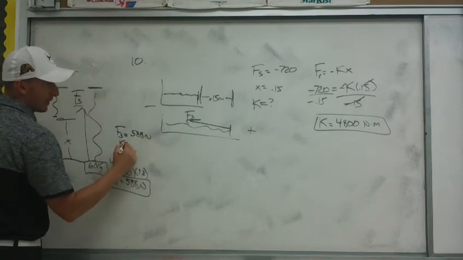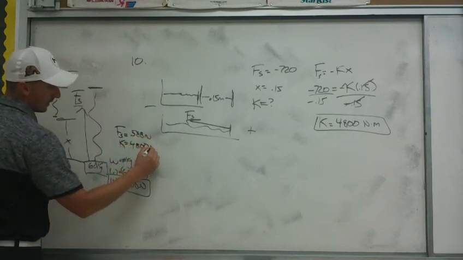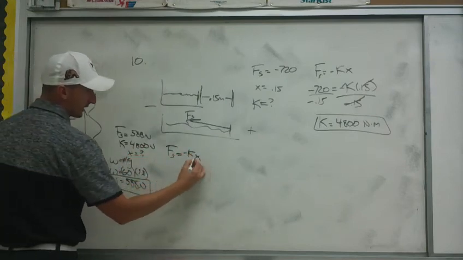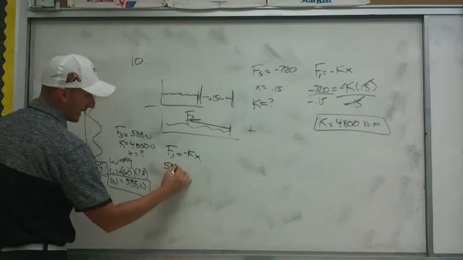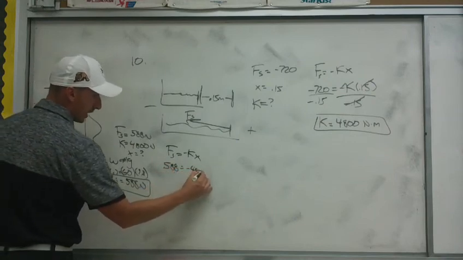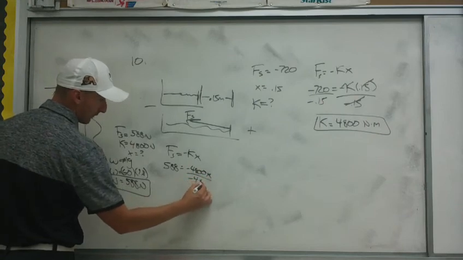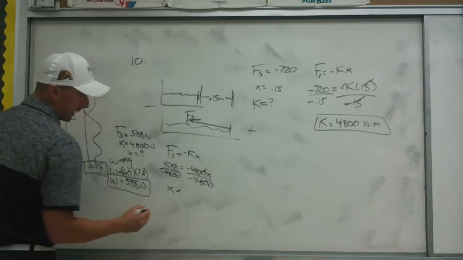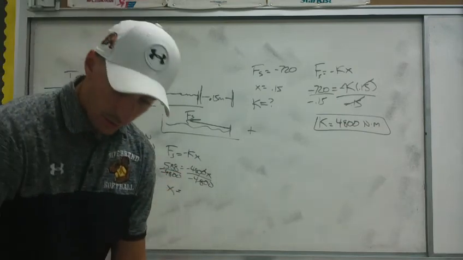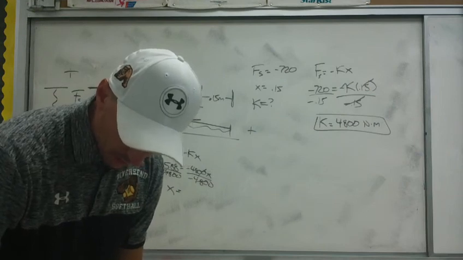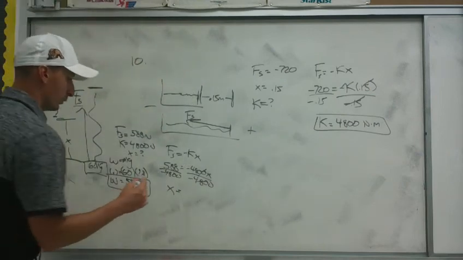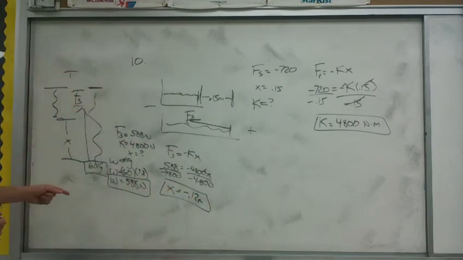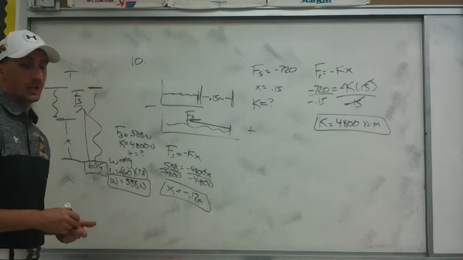I know the K value for the spring is the same, 4,800. I want to know x. So the force of the spring equals negative Kx. Force of the spring is 588 equals negative 4,800 x. Divide by negative 4,800, it cancels out. I get x equals 588 divided by negative 4,800, negative 0.12 meters. That should make sense because it goes down, and down is negative in our drawing.